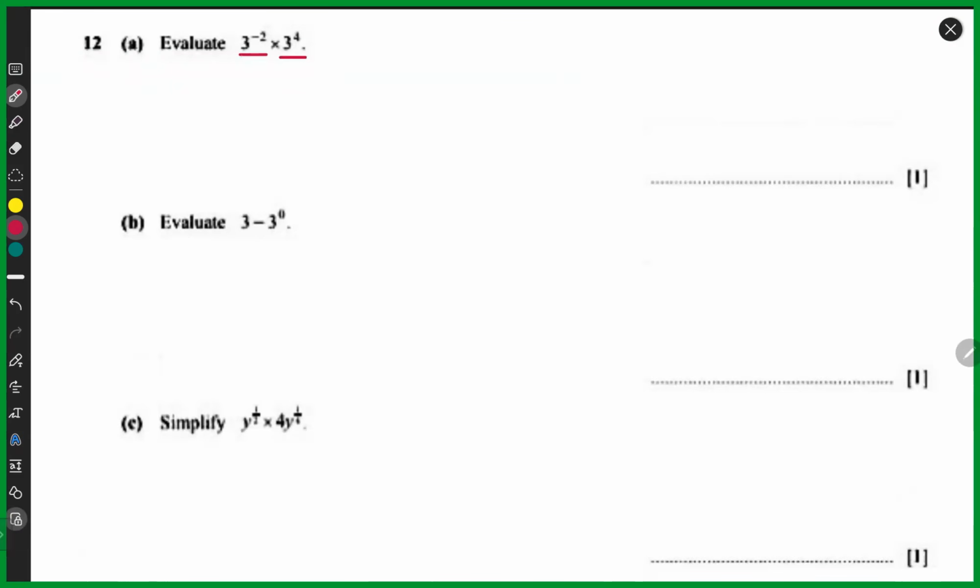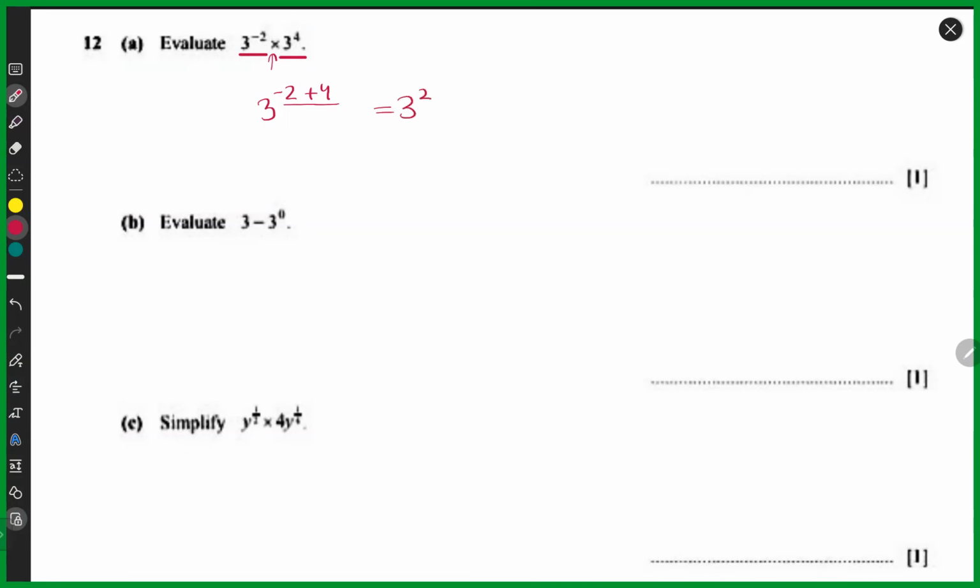We know that when the bases are same and the two numbers are being multiplied, the powers would be added. So I can write it as 3 power minus 2 plus 4. I repeat, the bases were same. We had the multiplication sign, so the powers would be added. And this is going to give you 3 power 2.